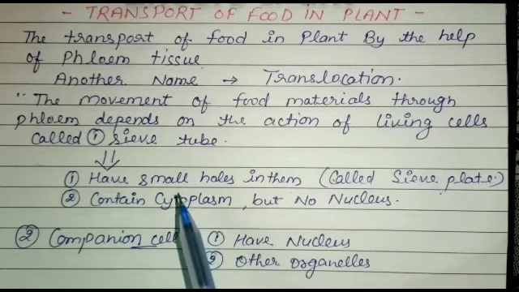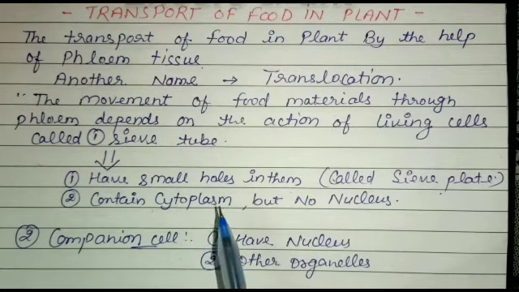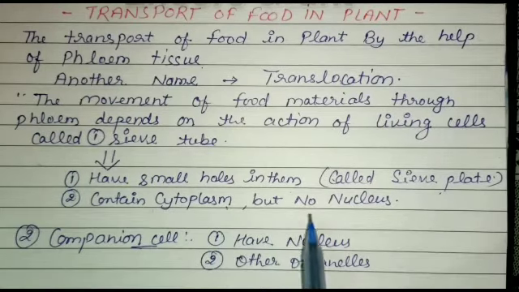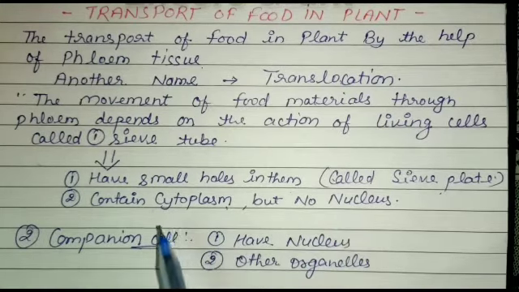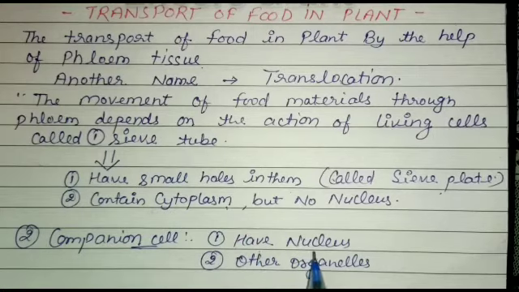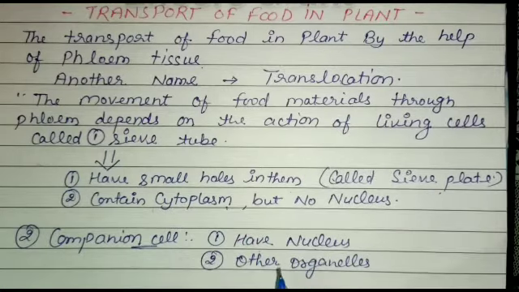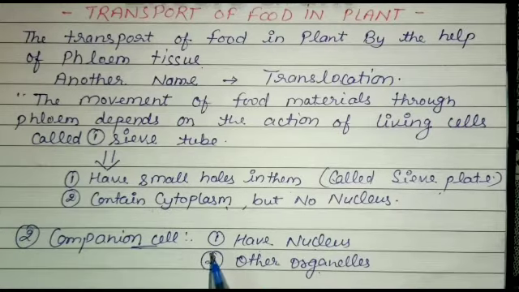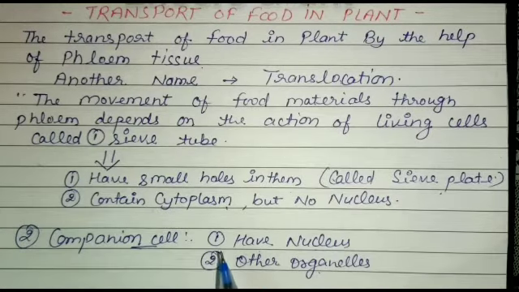Sieve tubes which form phloem are living cells which contain cytoplasm but no nucleus. Each sieve tube has a companion cell next to it. The companion cell has a nucleus and many other organelles. Companion cells supply the sieve tubes with some of their requirements.